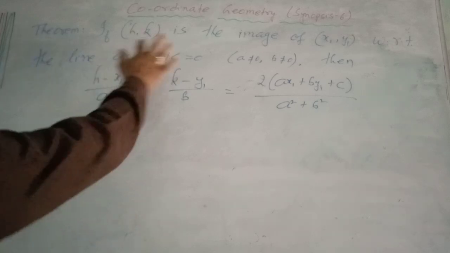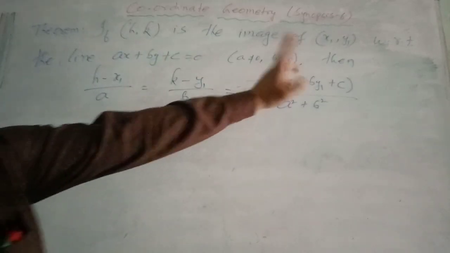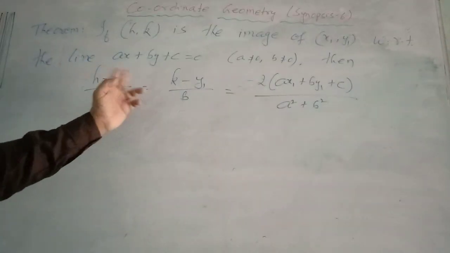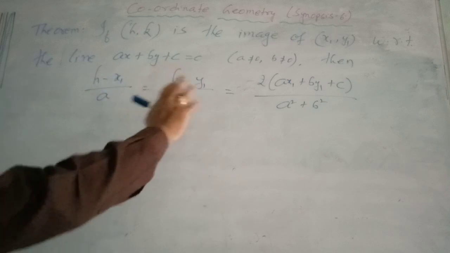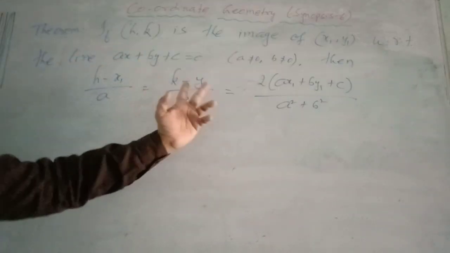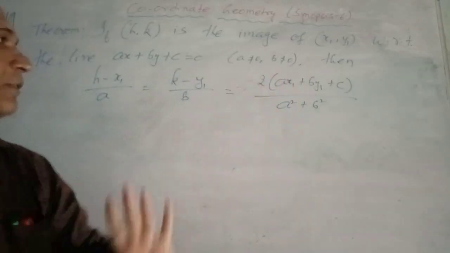If (h, k) is the image of (x1, y1) with respect to the line ax plus by plus c is equal to 0, where a and b should not both be equal to 0, then (h minus x1) by a is equal to (k minus y1) by b is equal to minus 2 into (ax1 plus by1 plus c) by (a square plus b square).